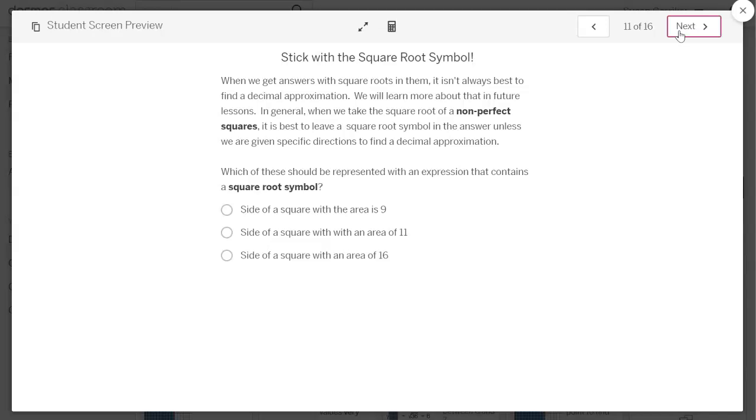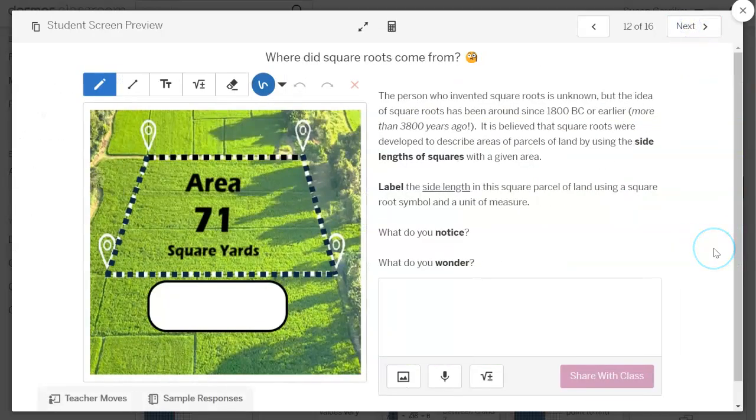With this particular screen, they are given a side of a square. Which of these expressions would contain a square root symbol of the 3 that are given here? They'll use that same idea to express the side of this square with a square root symbol. This is telling them how the origins of the square root actually came about.